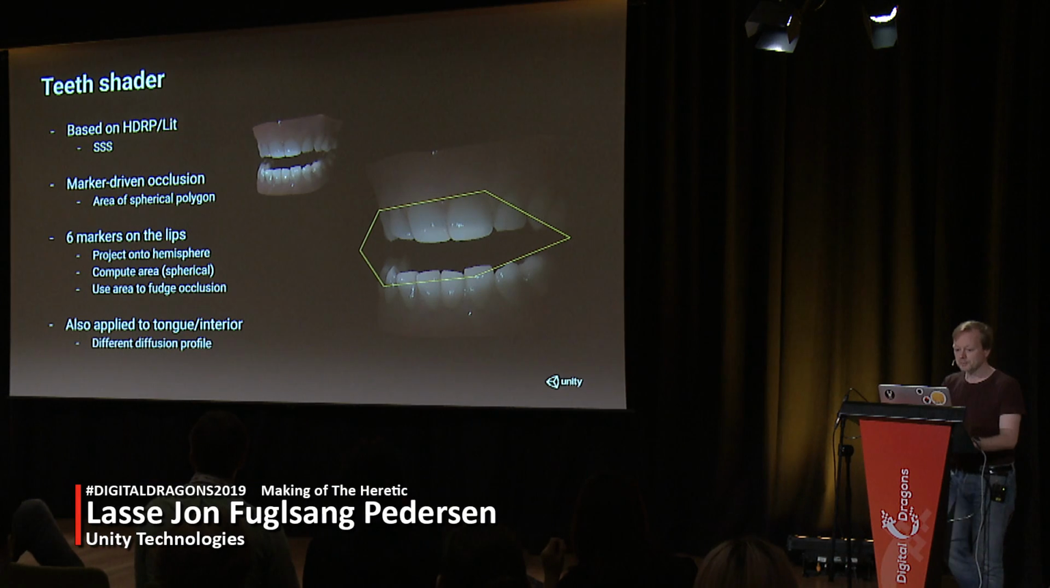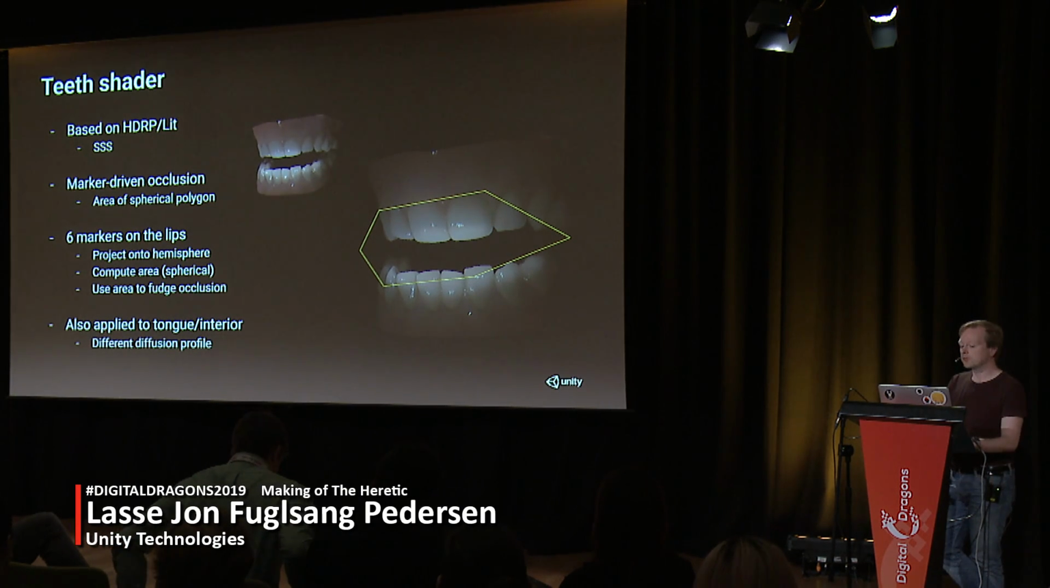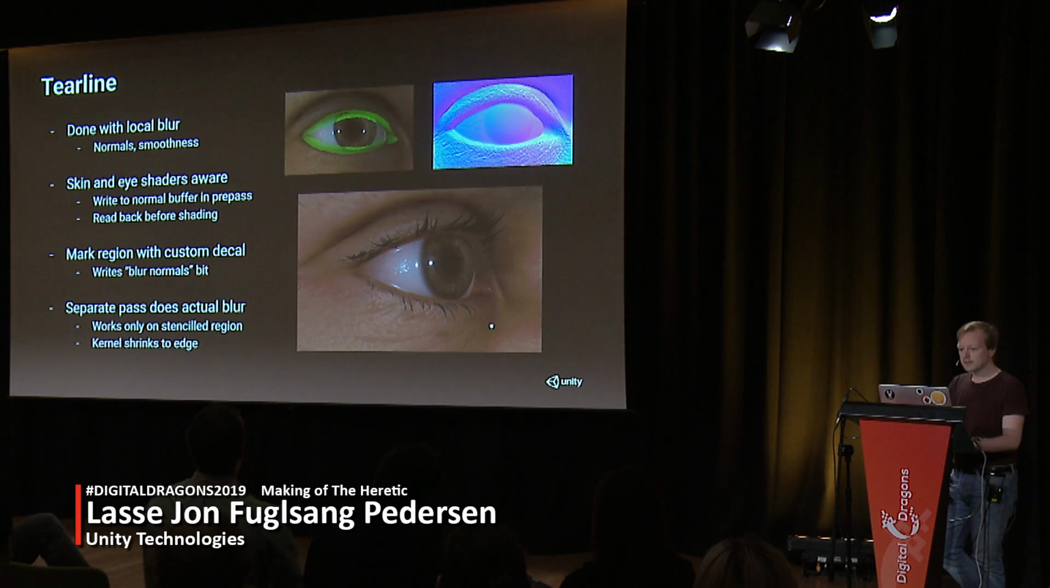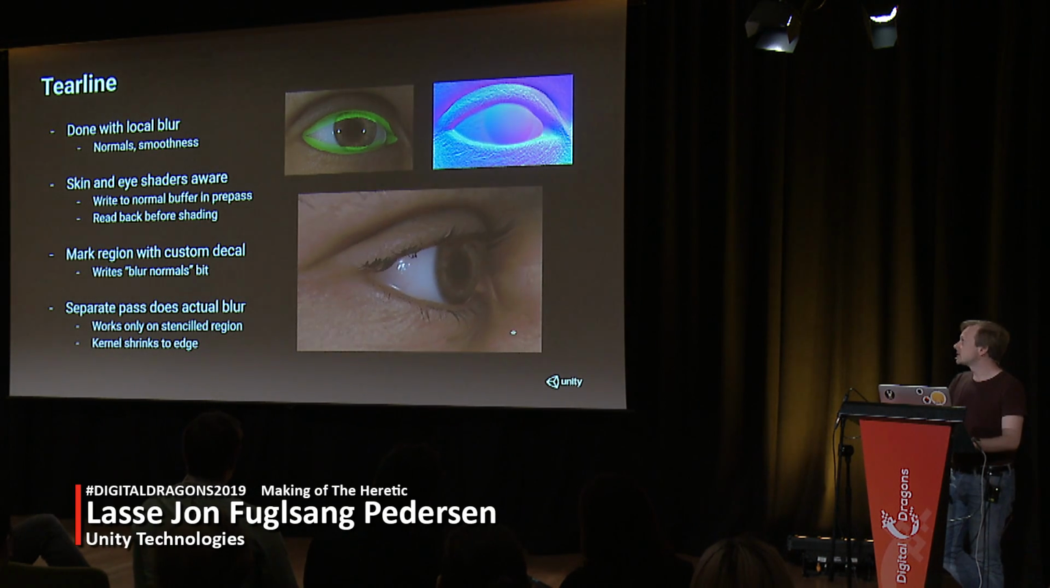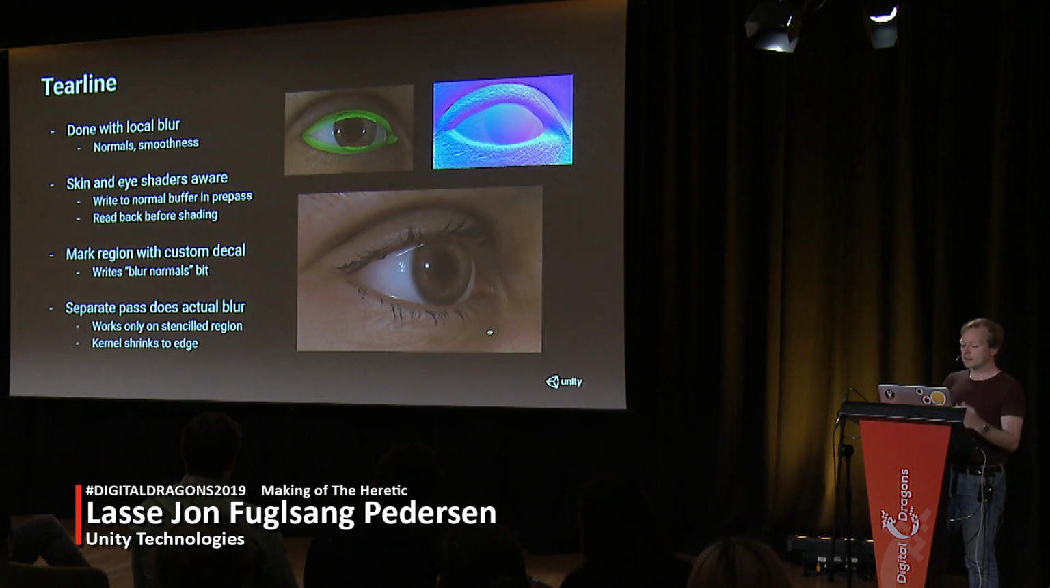We actually go as far as just modulating the albedo with this factor, and it gives us this nice non-uniform falloff in different parts of the mouth. The shader is also applied to the tongue and the other interior of the mouth, just with a different diffusion profile for the scattering.